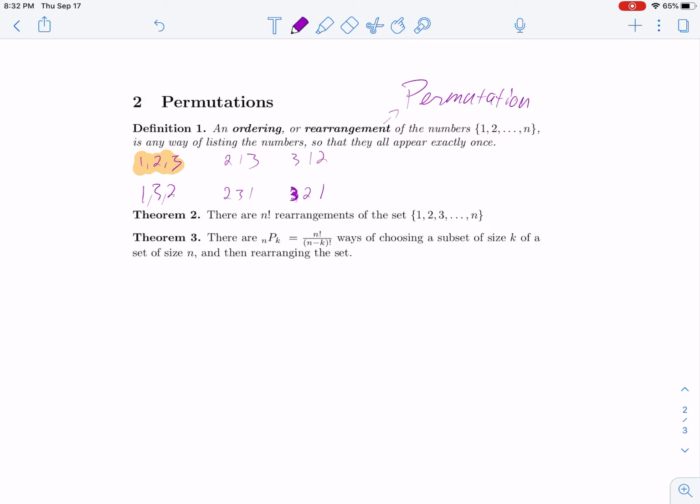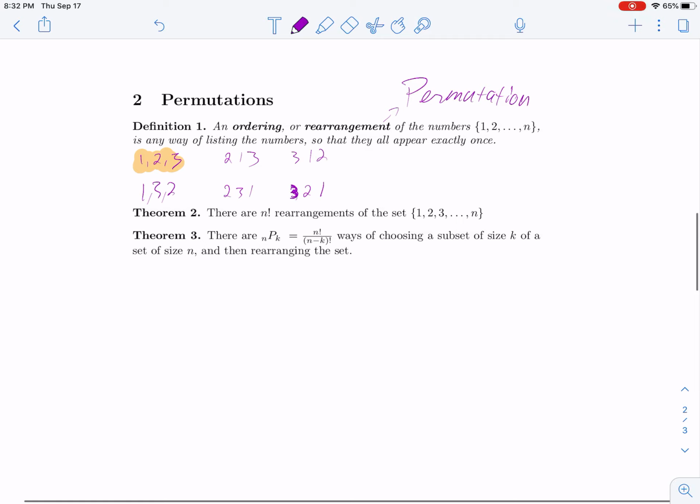So look at theorem 2. There are n factorial rearrangements of the set 1 through n. Well, that makes sense. Let's think about it. In this example up here, there were 3 numbers to rearrange: 1, 2, and 3. And what is 3 factorial? 3 factorial is equal to 3 times 2 times 1, which is indeed 6. So there are 6 rearrangements of the numbers 1 through 3. It's a theorem. We're not going to try to prove it.